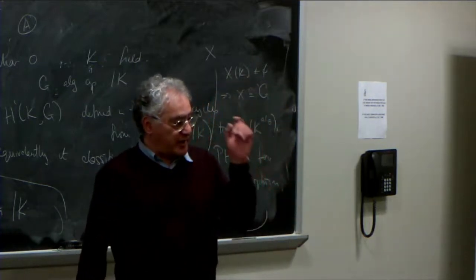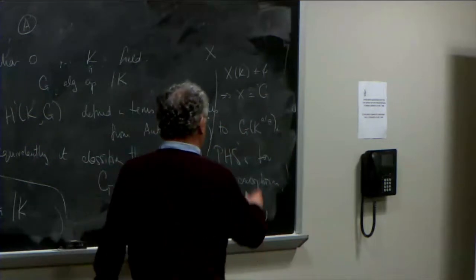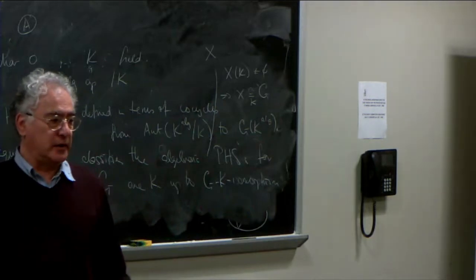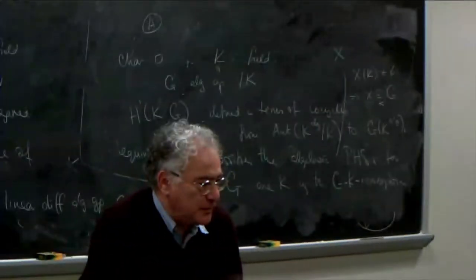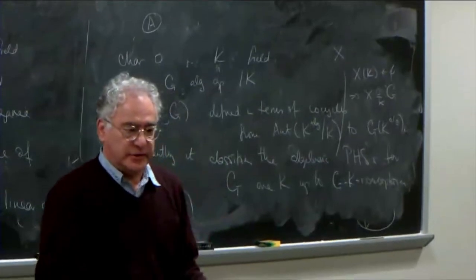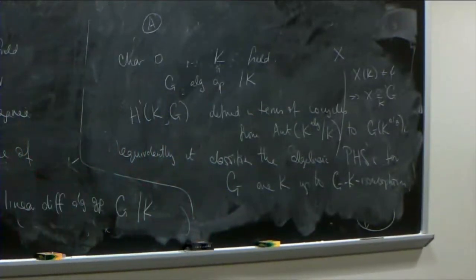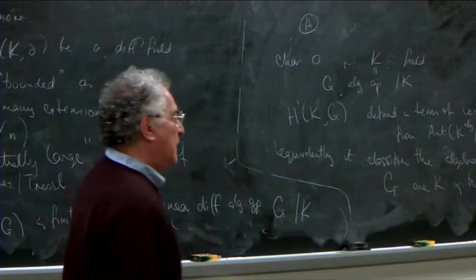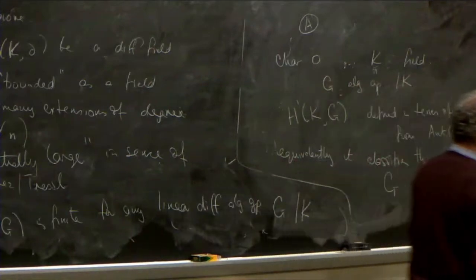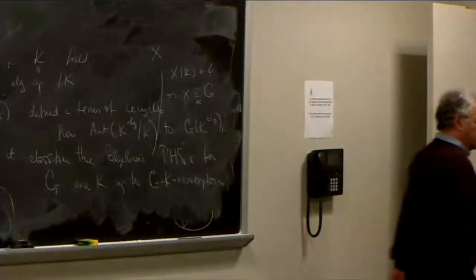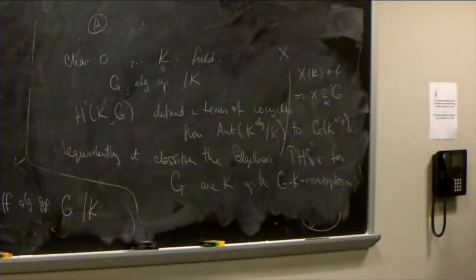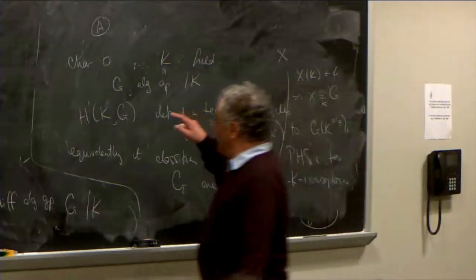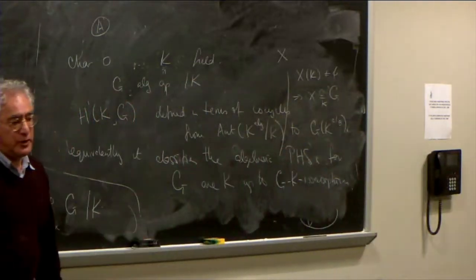Because if there's a K-point, then there's an isomorphism between X and G over K. You just take the K-point to the identity, right? And you get an isomorphism. So it's about having a point. That's cohomology. And Serre's theorem, which I'll mention later, is that if K is bounded as a field, which means you have finitely many extensions of degree n for every n, then this is finite for G a linear algebraic group.